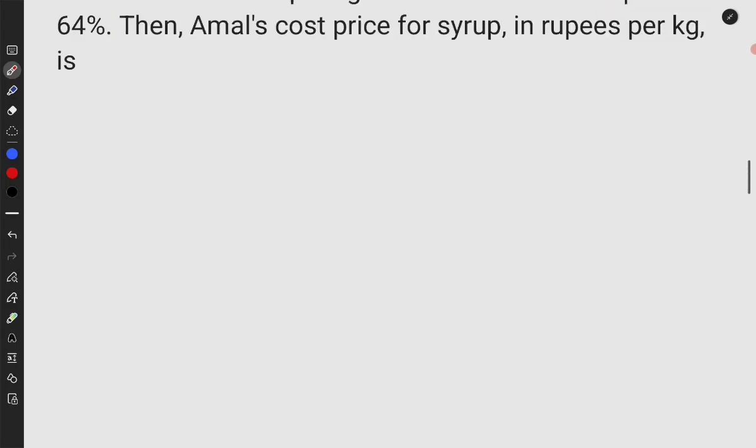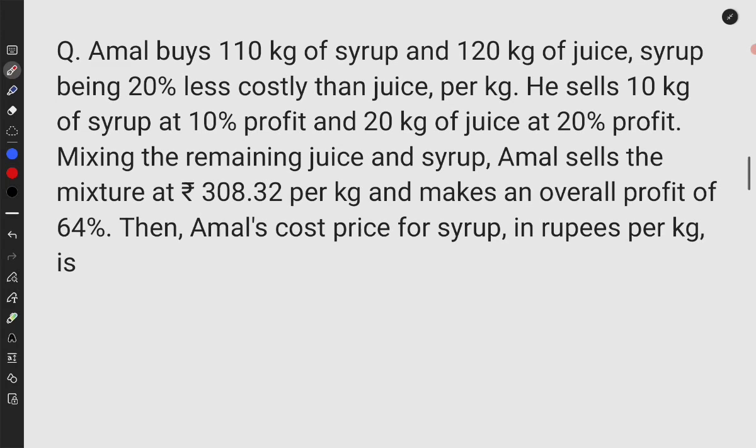Let's see the next question. Amal buys 110 kg of syrup and 120 kg of juice. Syrup being 20% less costly than juice per kg, he sells 10 kg of syrup at 10% profit and 20 kg of juice at 20% profit. Mixing the remaining juice and syrup, Amal sells the mixture at 308.32 per kg and makes an overall profit of 64%. What is the CP of syrup?